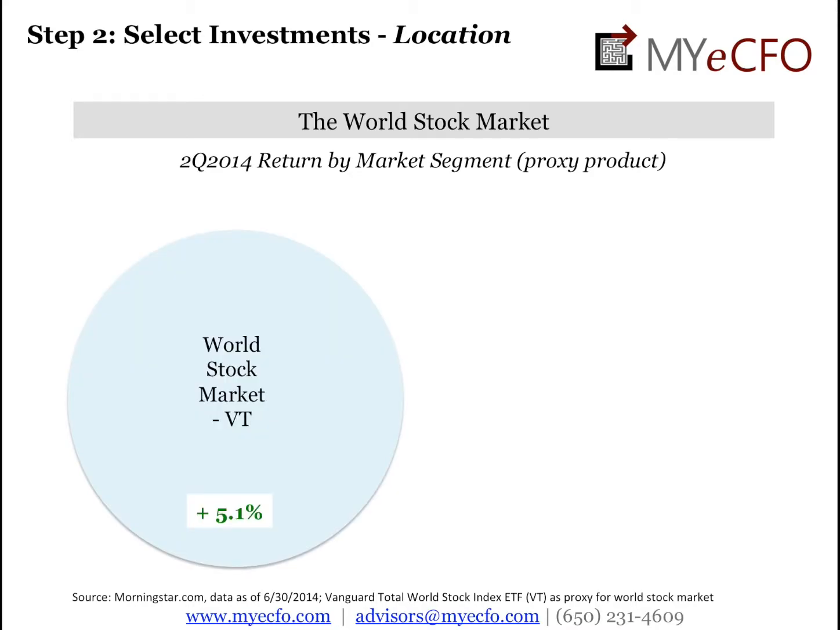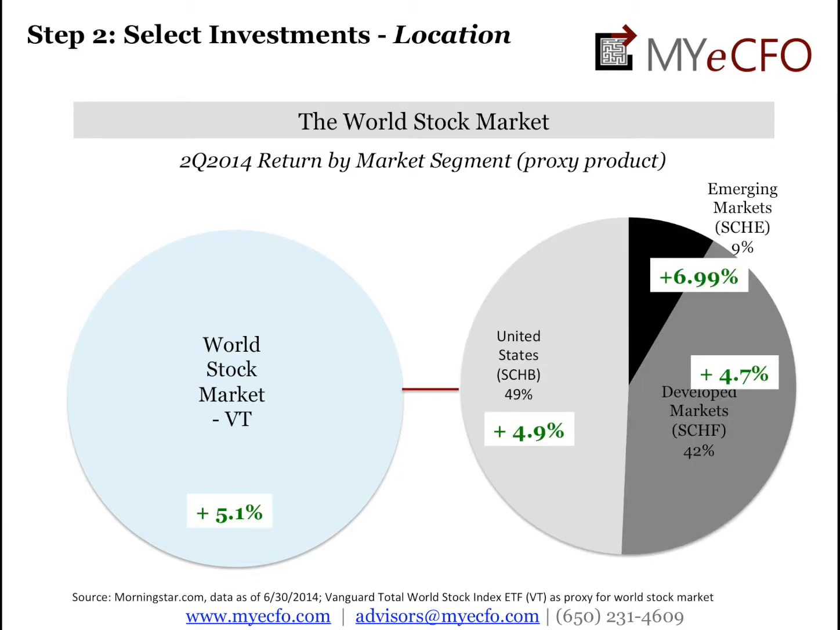So the world stock market in the second quarter of 2014 returned a positive 5.1%. Just want to show you for illustration purposes. But what's important is what the composition of that market looks like. And what we see here is that investors have voted that about half of the money that's available for publicly traded stocks in the world should go to the United States, and about 9-10% should go to emerging markets, and about 40% should go to developed markets.